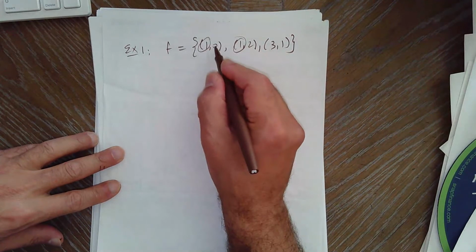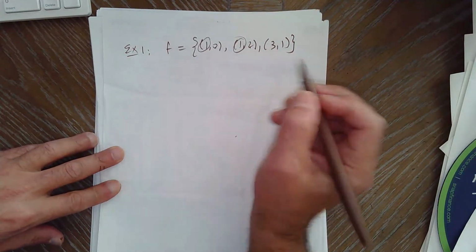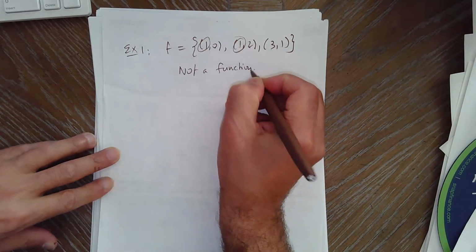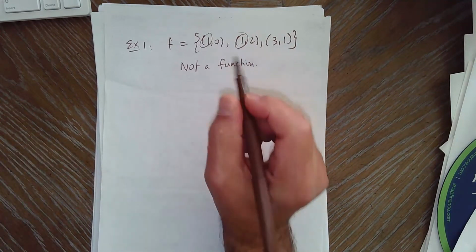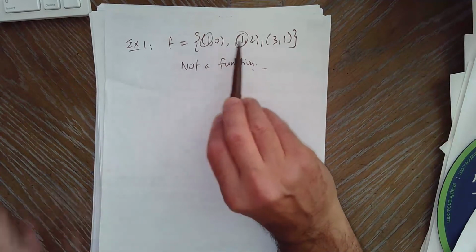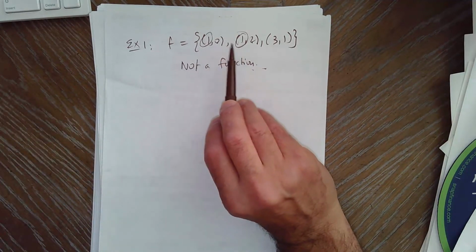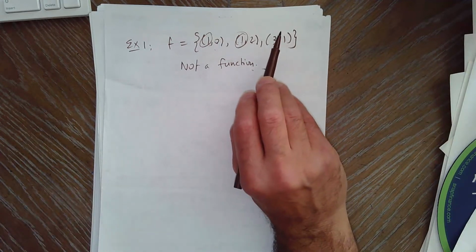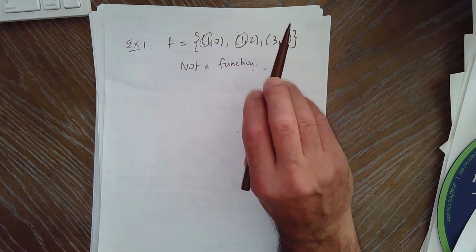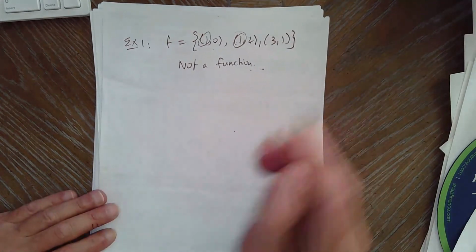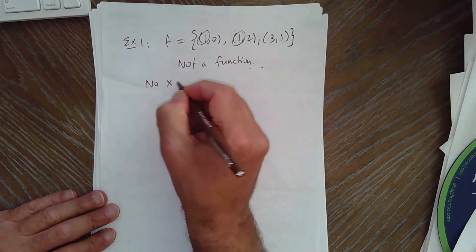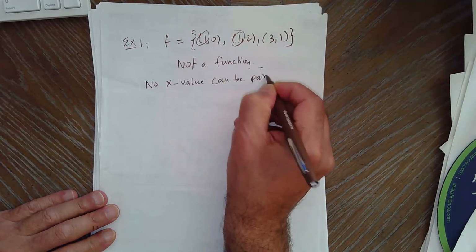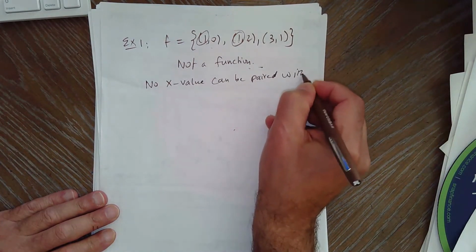Okay, so you can see 1 is paired with 0 and 1 is paired with 2, so it's not a function. And again, when you're given a set of ordered pairs, if you see any x value paired with more than one y value, then that's not a function. A y value may be paired with no x value, 1 or a million x values, and it would still be a function. It's a double standard relationship. So no x value can be paired with more than one y value.